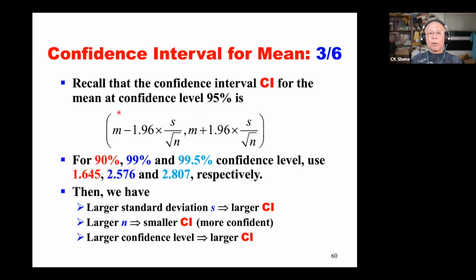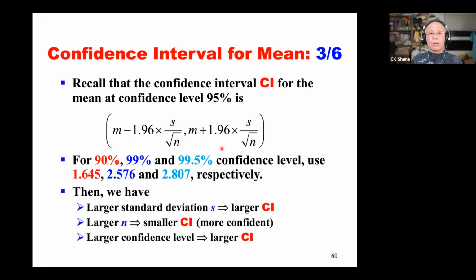Now let's copy the formula here. When you see 1.96, it is 95%. Look at this formula. What do we get? If S is large, this is large, and this is small. In other words, if S is large, the confidence interval is larger. So this means a larger standard deviation S implies a larger confidence interval.